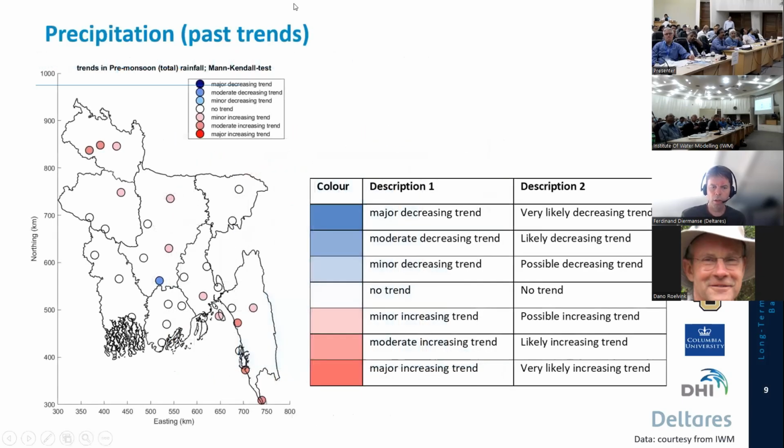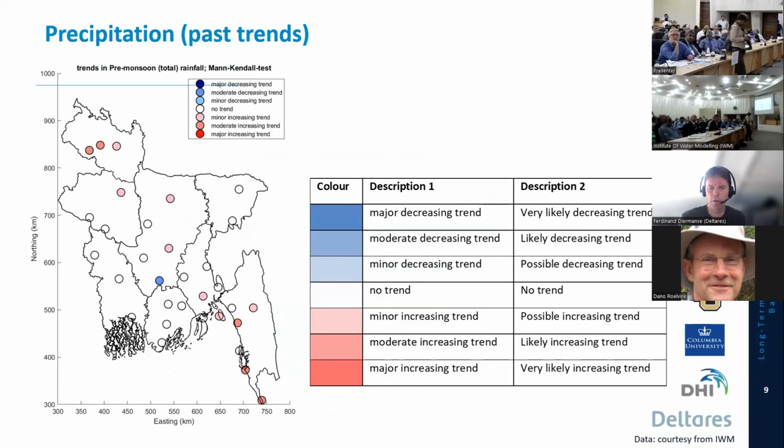Now, first analysis, looking at precipitation, past trends. So what you see here is approximately 30 locations for which we have precipitation or rainfall data. And we analyzed trends.